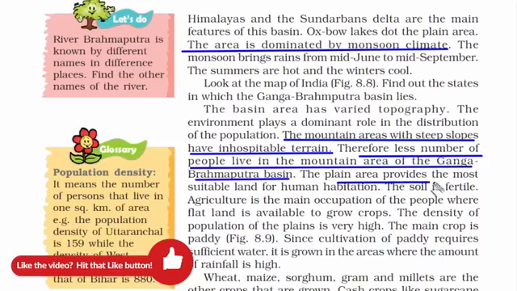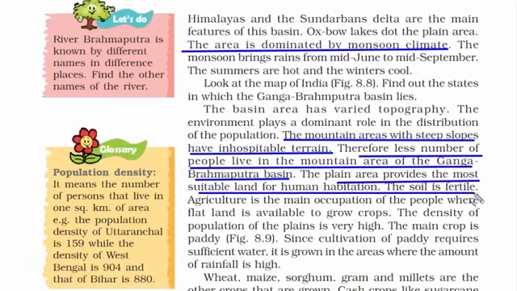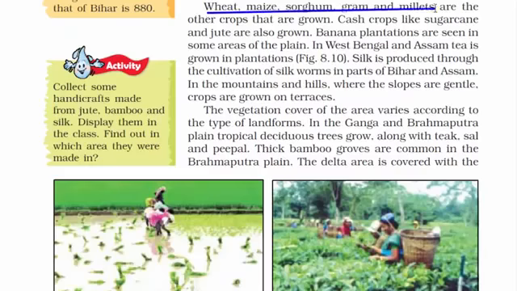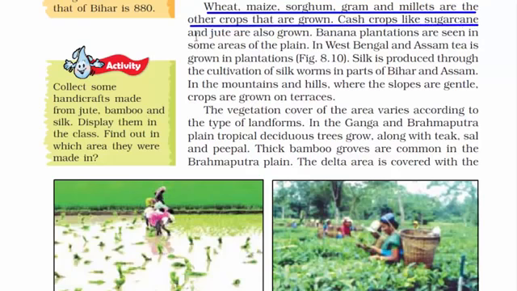However, the moment these two rivers reach the plain area, due to the fertile soil that they bring along, this plain provides the most suitable land for human settlement. Agriculture is the main occupation of the people. Wheat, maize, sorghum, gram and millets are the other crops that are grown. Cash crops like sugarcane and jute are also grown.